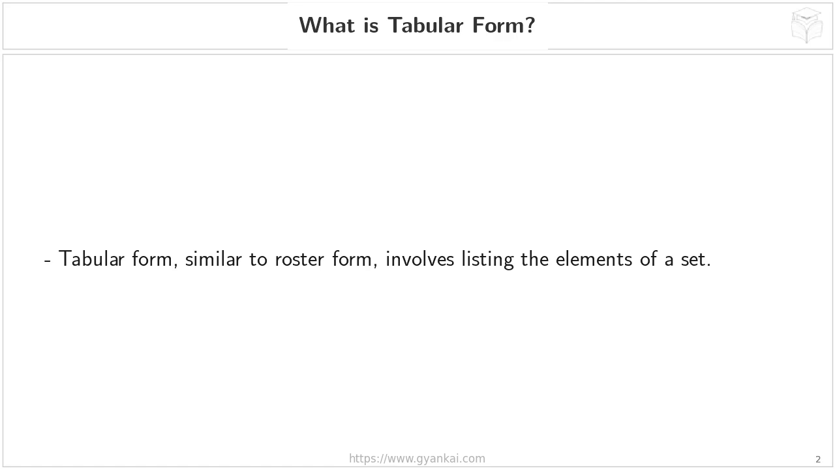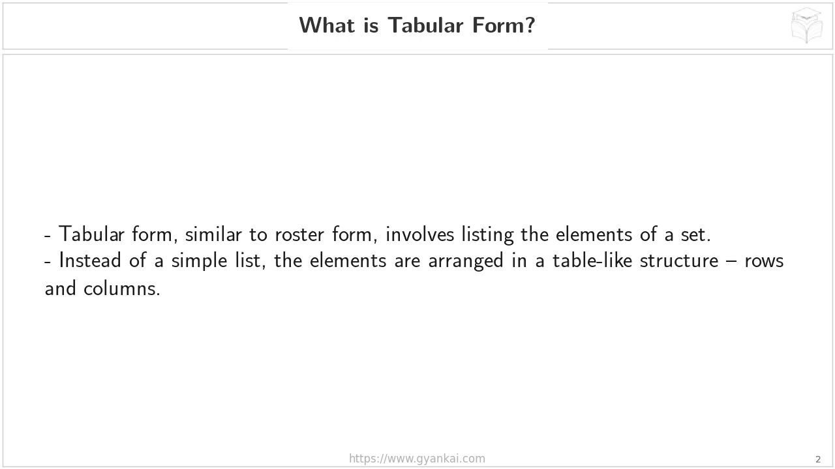What is tabular form? So let's move on to understanding exactly what tabular form is. As we discussed on the previous slide, we already know one way to represent sets, roster form, where we simply list out all the elements inside curly braces. Now, tabular form is also a way of listing the elements of a set, but instead of just a simple list, we organize those elements into a table. Think of it like a spreadsheet. It has rows and columns.